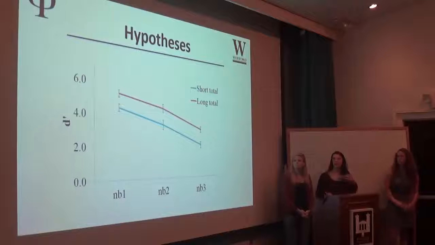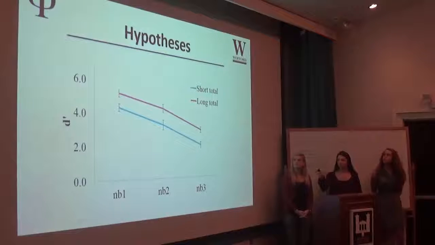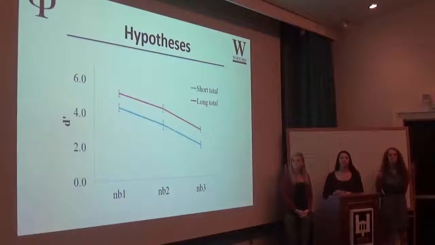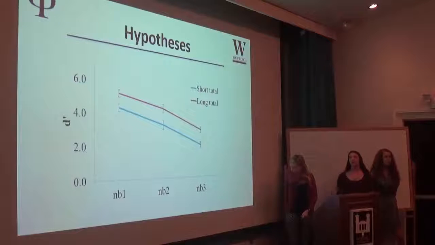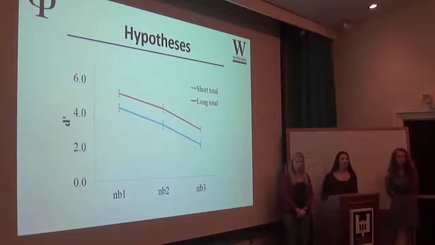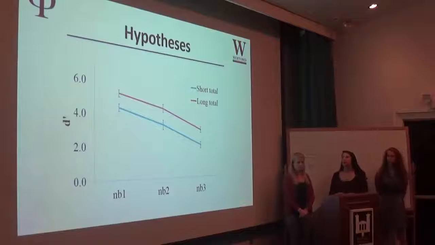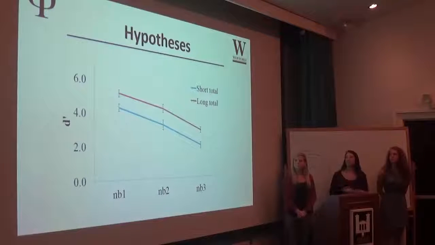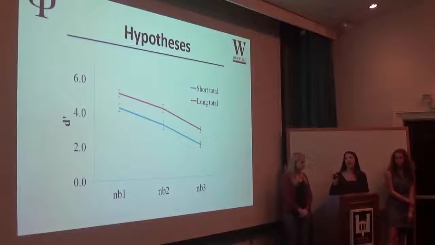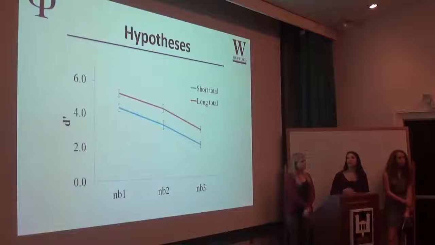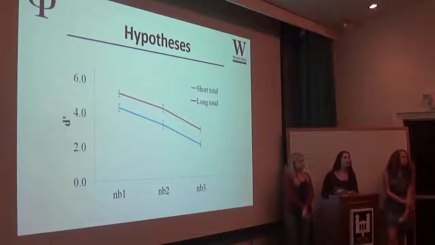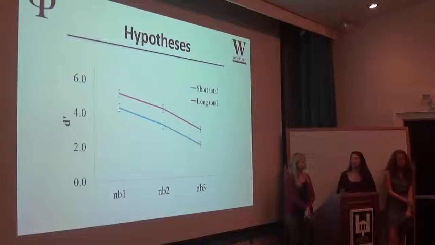So we had three main hypotheses, and for each of our graphs, you'll see the x-axis is task load, so 1 back, 2 back, and 3 back. And the y-axis is d prime, which again is just a sensitivity measure of accuracy. We hypothesized that the long total time group would have better performance accuracy across the task in comparison to the short total time group. And this was hypothesized because the participants would have more time to process and make decisions in comparison to the short total time group.